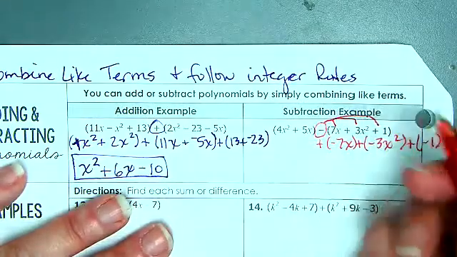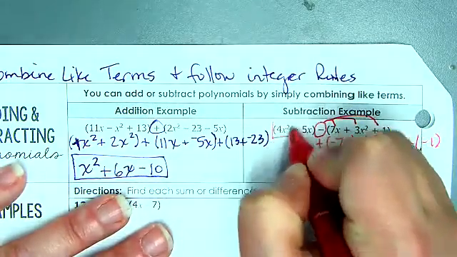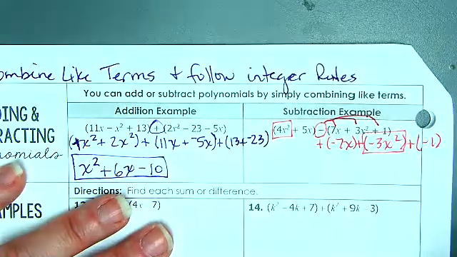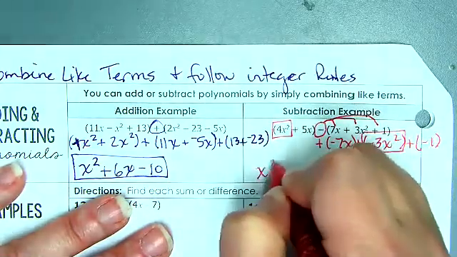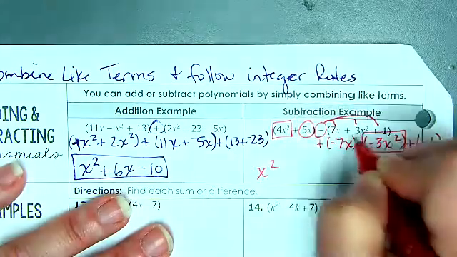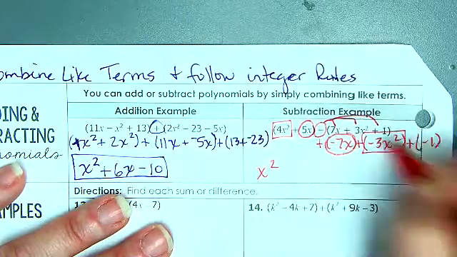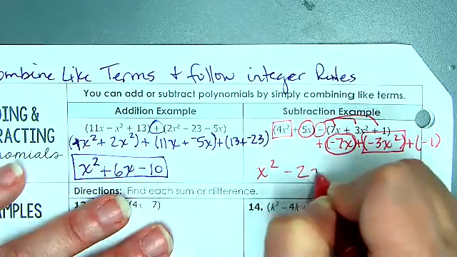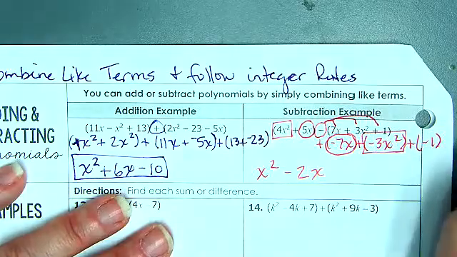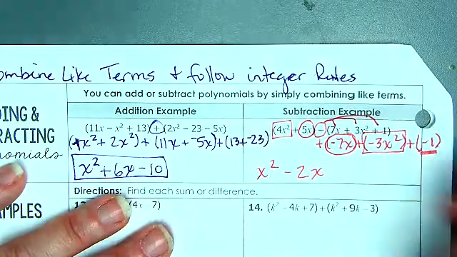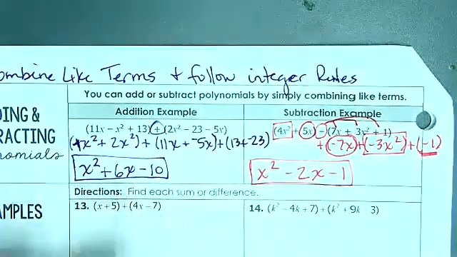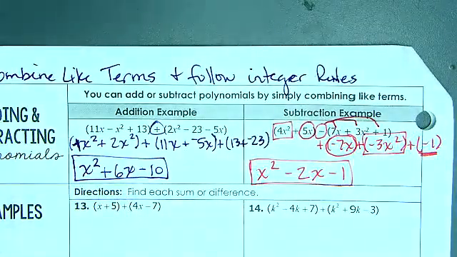So my highest term is the x squared. So therefore I know I'm going to do the 4x squared plus the negative 3x squared, and that's going to give me x squared. And then I'm going to have 5x plus negative 7x, that's going to give me negative 2x. And then all I'm left with is the negative 1. So I have minus 1. There's my answer. Moving right along.